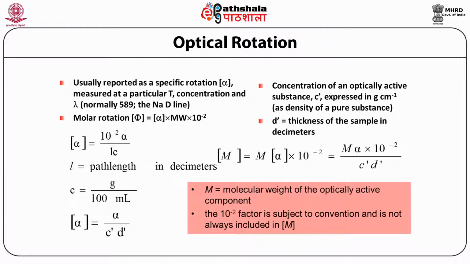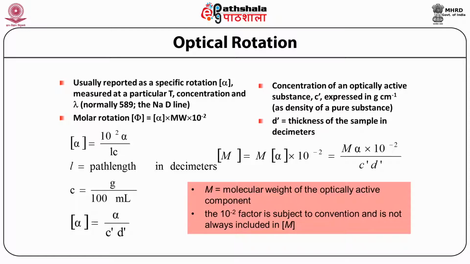It is usually reported as a specific rotation alpha, which is measured at a particular temperature, concentration and wavelength, normally 589 nanometer. The molecular rotation phi is defined as alpha into M into 10 power minus 2, where alpha is 100 alpha divided by LC, where C is in gram per 100 ml, and alpha is alpha by C' d', where the concentration of an optically active substance C is expressed in gram per centimeter cubed, and d is the thickness of the sample in decimeter.